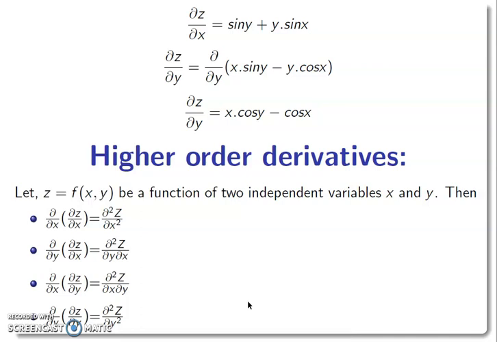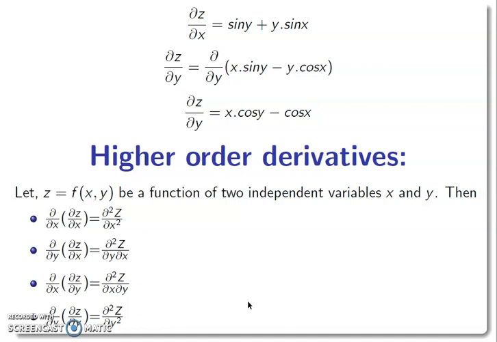And what is dou z by dou y? So the only change is that we have to differentiate the same function with respect to y now. Now terms of x are constant. So the derivative of x sin y minus y cos x with respect to y, keeping terms of x constant, is x cos y minus cos x. So this is dou z by dou y.